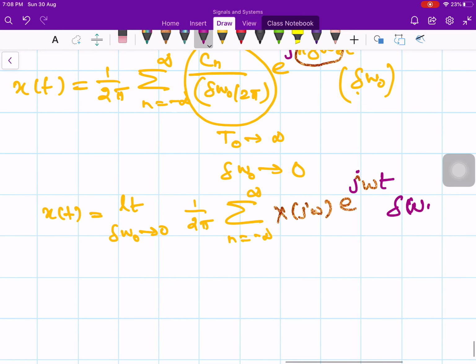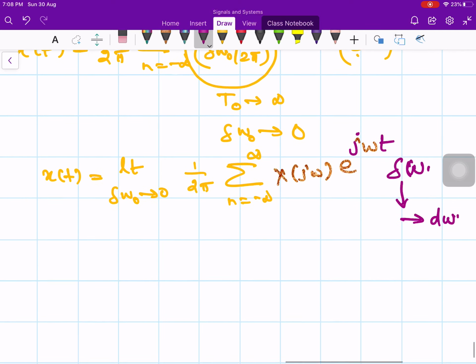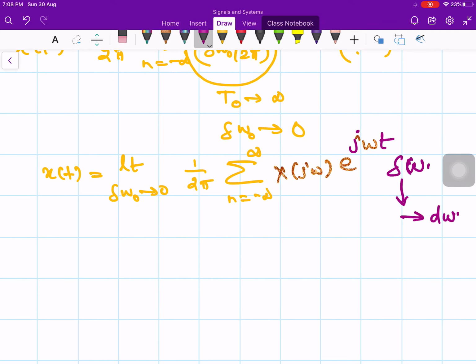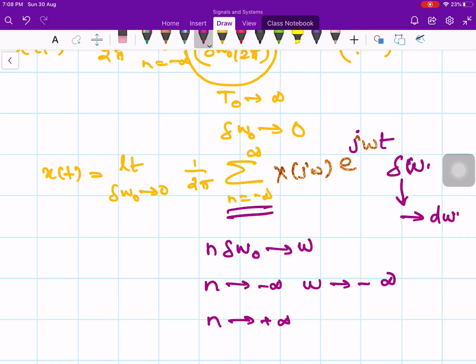Now this delta omega goes to a continuous running variable, so let me put d omega. Here what we did is n times delta omega naught becomes the continuous variable omega. When n goes to minus infinity, omega also goes to minus infinity as far as the limit is concerned, and when n goes to plus infinity, omega goes to plus infinity, right?